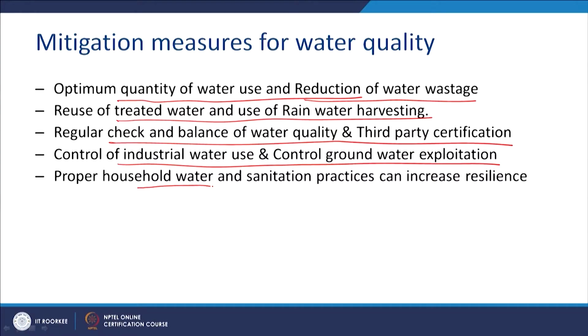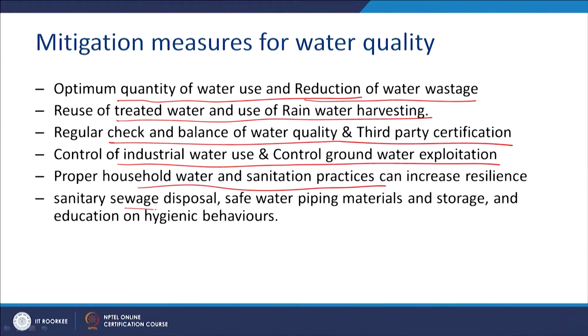Proper household water and sanitation practices can increase resilience. Now, as I told you, the use of underground water and unscientific sanitation practices have a direct link to public health, and that is why it has to be treated in an integrated manner, and at every household level this has to be done properly. Under the Swachh Bharat Mission we discussed earlier that sanitation practice has been given topmost priority in our country to ensure scientific sanitation and to eliminate open defecation in our country, 100% within a few years.